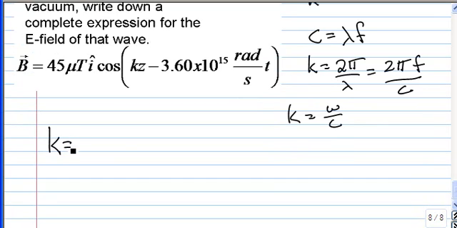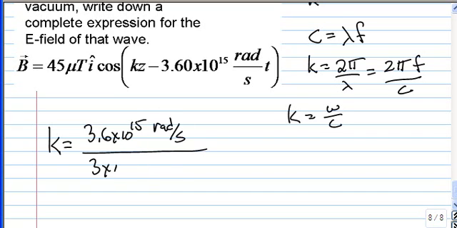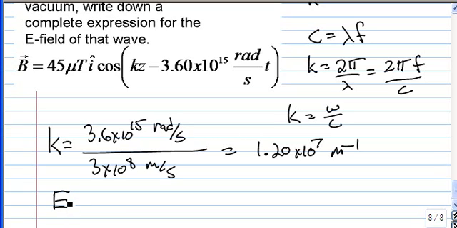K in this case then, omega is given as 3.6 times 10 to the 15 radians per second, over c, which is 3 times 10 to the 8 meters per second. If I perform that calculation, I get that k is 1.20 times 10 to the 7 inverse meters. So this is a start. We now know k. Next thing we're going to do is figure out what the E field amplitude is.